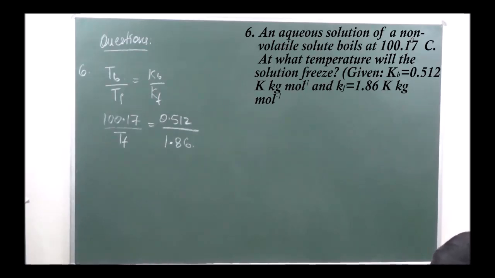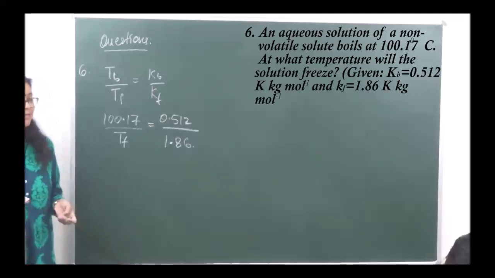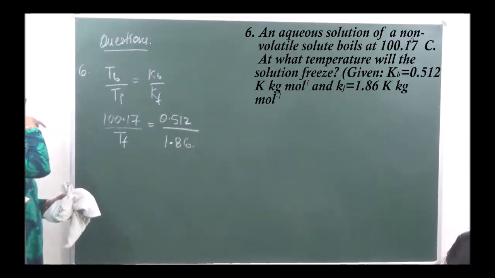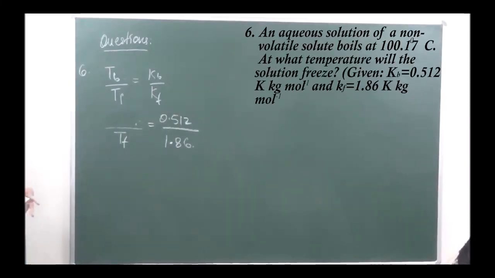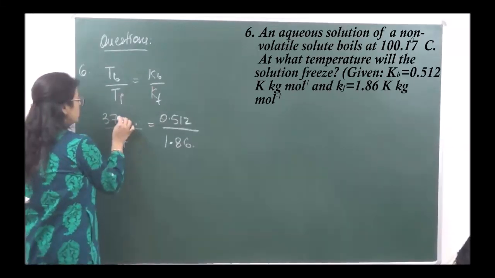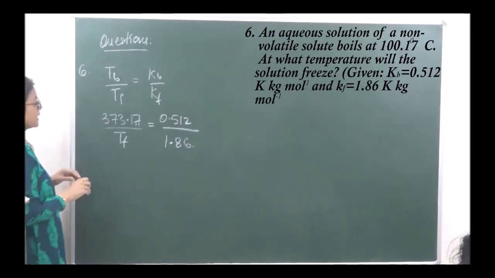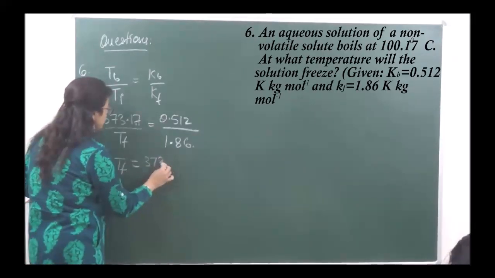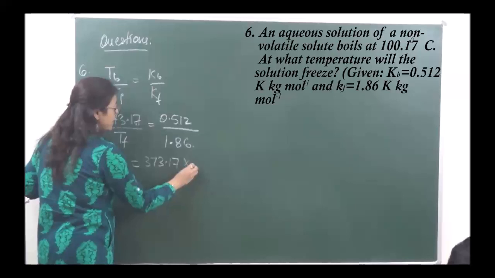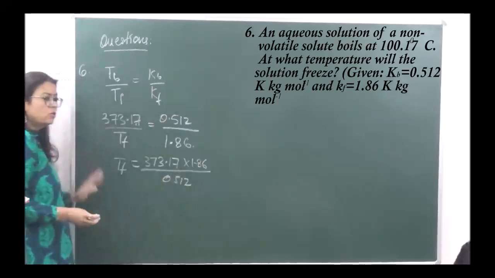ठीक है? But over here, Kb and Kf are given to us in Kelvin kg per mole. So we have to convert this into Kelvin. Kelvin में अगर हम लोग convert करेंगे तो this will come equal to 373.17. Right? So Tb, Tf you can calculate from here. Tf will become equal to what? 373.17 into 1.86 upon 0.512.